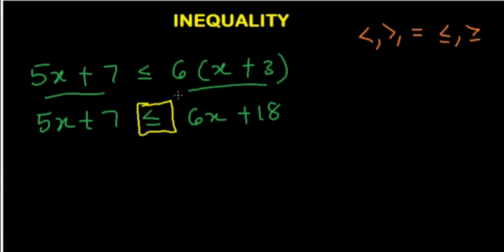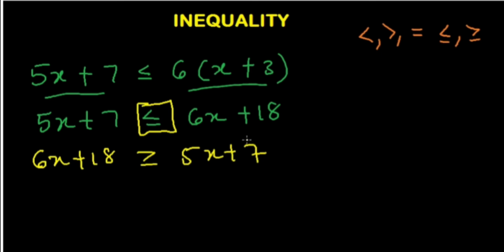What you need to do first is to rearrange it. If 5x plus 7 is less than 6x plus 18, I can also say that 6x plus 18 is greater than 5x plus 7, isn't it? My aim is to have the biggest value, or the biggest coefficient of the variable, on my left hand side. That's just it. That's the easy way to solve it. So when you do this, you don't need to worry about whether the sign will change or not.